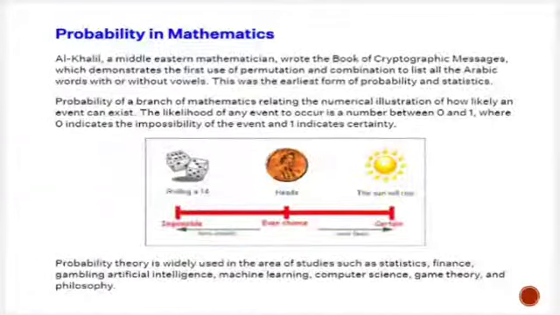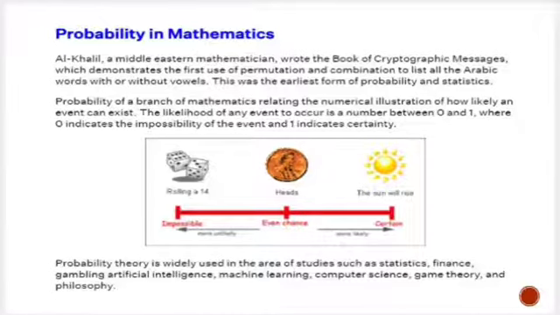In probability in mathematics, Al-Khalil, a Middle Eastern mathematician, wrote the Book of Cryptographic Messages, which demonstrated the first use of permutation and combination to list all the Arabic words with or without vowels. This was the earliest form of probability and statistics.